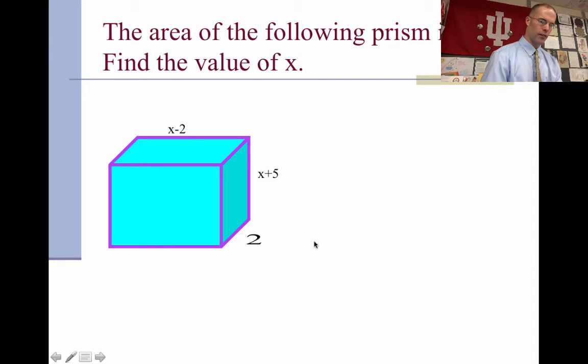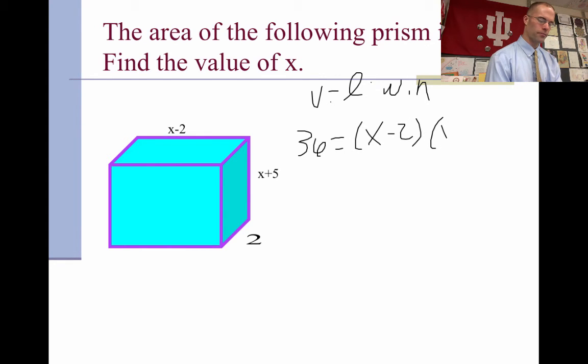And you want to find the area of this prism. I'm sorry, the area of the following prism is 36, well, it should be volume. So the volume of this is going to be 36 centimeters cubed. Find the value of x. So volume is length times width times height. So we got 36 equals the length, which is x minus 2, x plus 5, and 2.